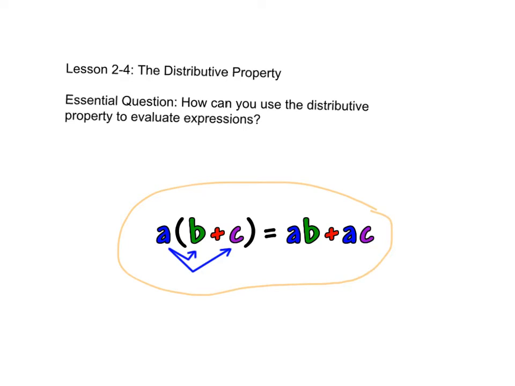You can see that the A was outside the parentheses and B plus C was inside the parentheses. And they show arrows to show the A being distributed to the B and the C. So now it becomes AB plus AC. So that's just a really quick example. If you think it might help you, copy it down.